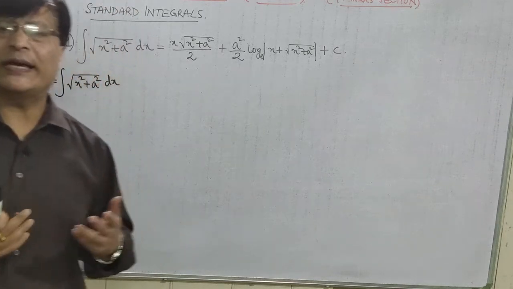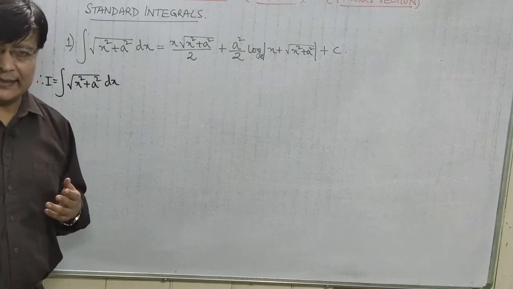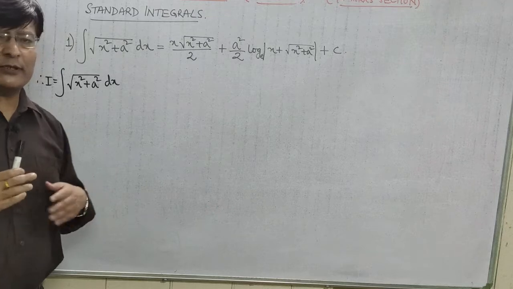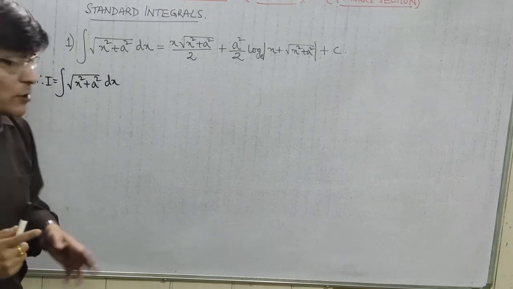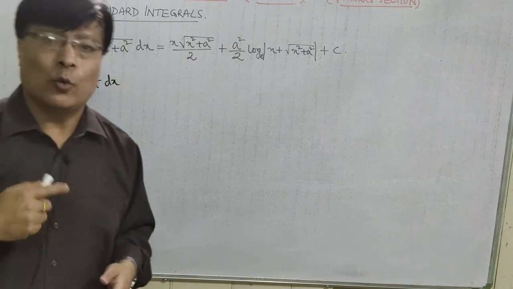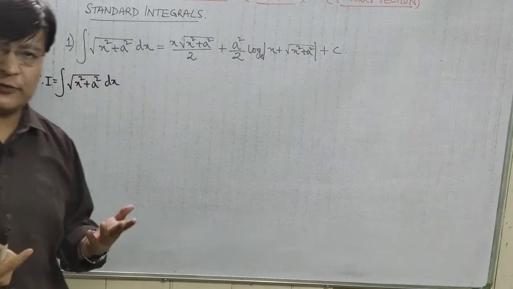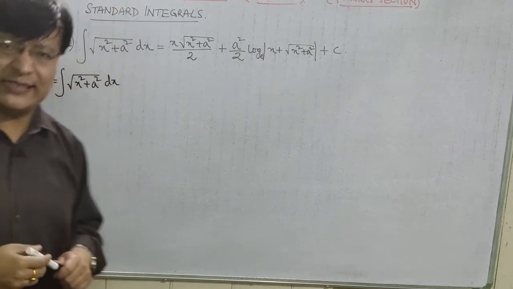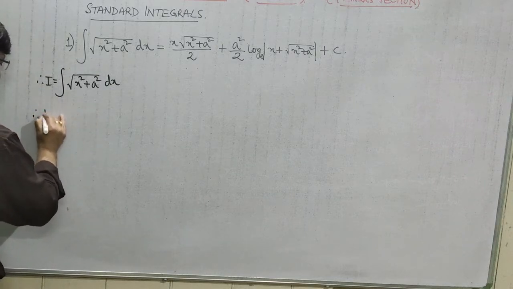In this case also you can use integration by parts, but don't use that word LIATE or ILATE in this case, because root over x square plus a square is the algebraic function and 1 is also an algebraic function. But in this particular standard integral, we can take root over x square plus a square as the first function and 1 as the second function. So let us use integration by parts in this case.